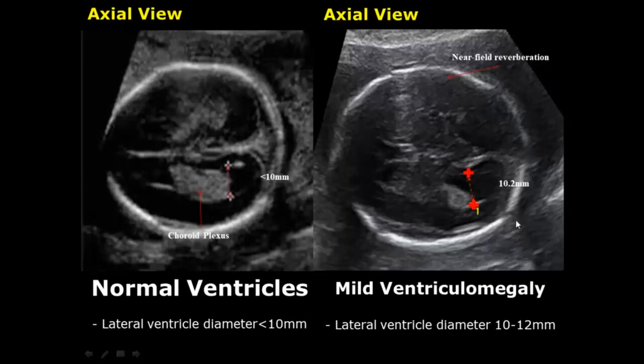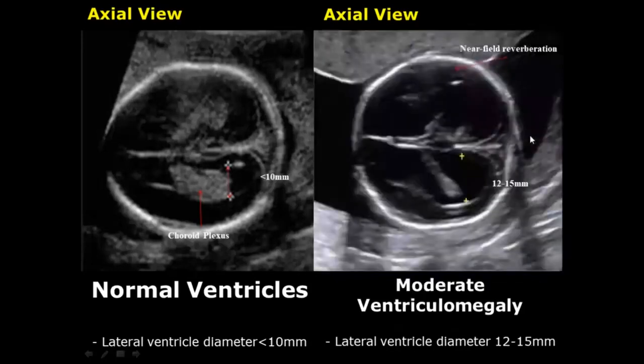If the diameter is between 10 to 12 millimeters, it is termed as mild ventriculomegaly. And we do not see this area clearly because of the near field reverberation artifact, which occurs due to the skull bone. Because in the upper part of the image, the ultrasound beam has higher energy. So there are a large number of reflections in this area.